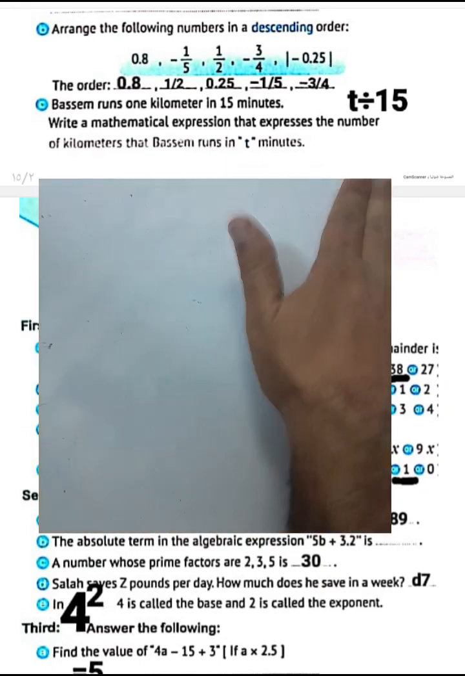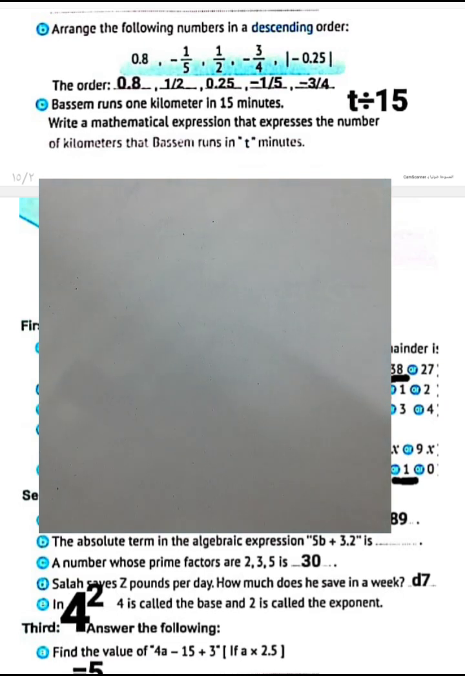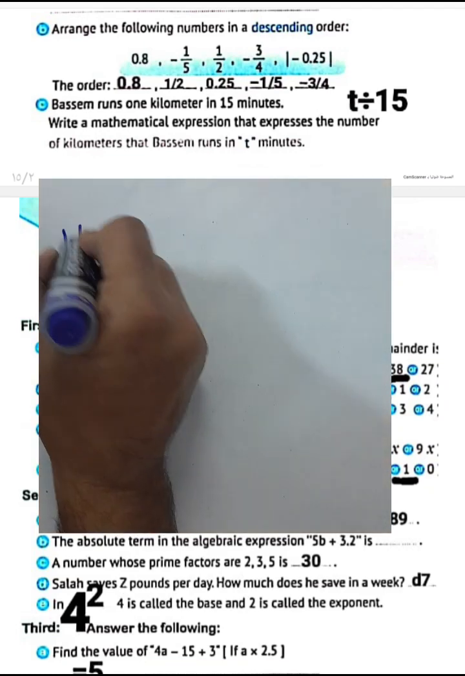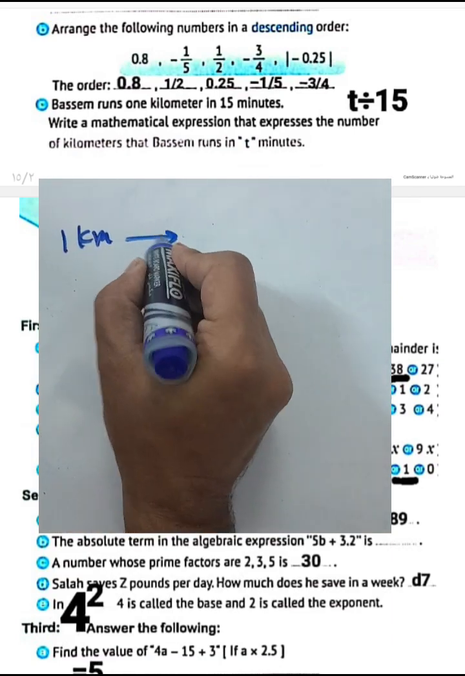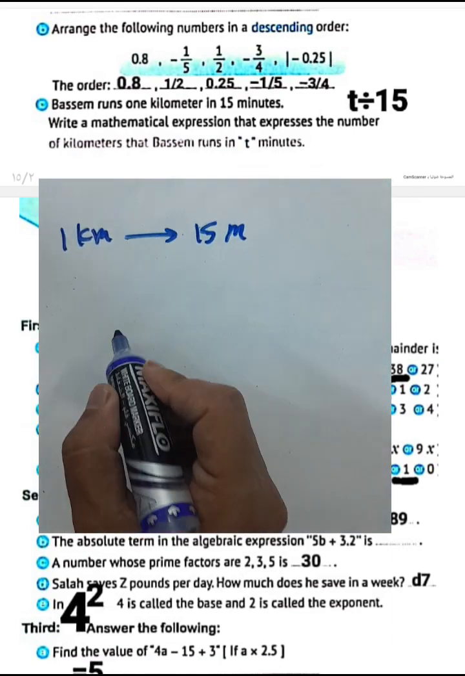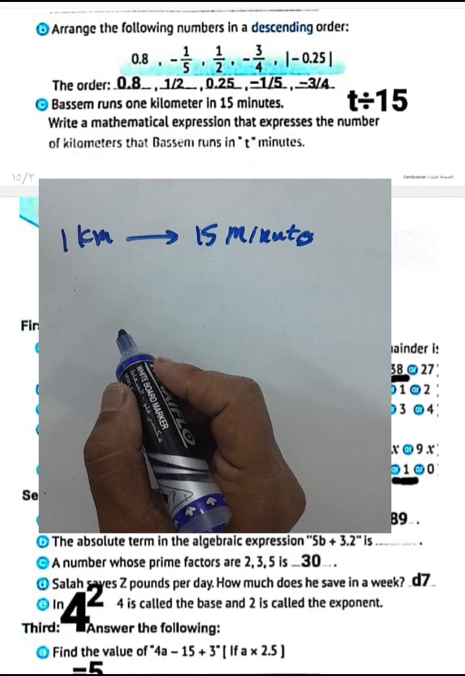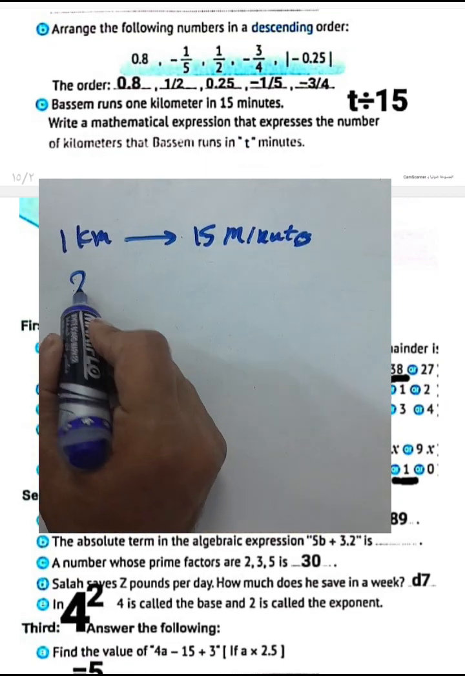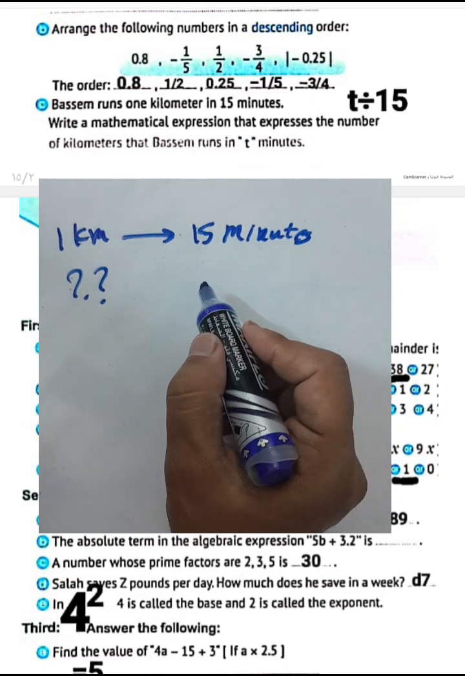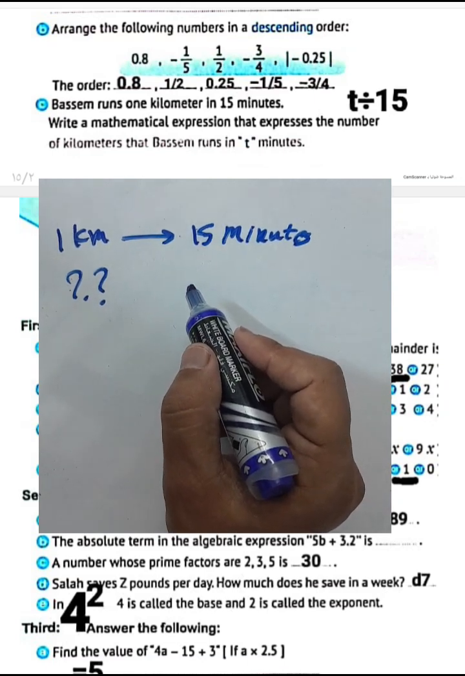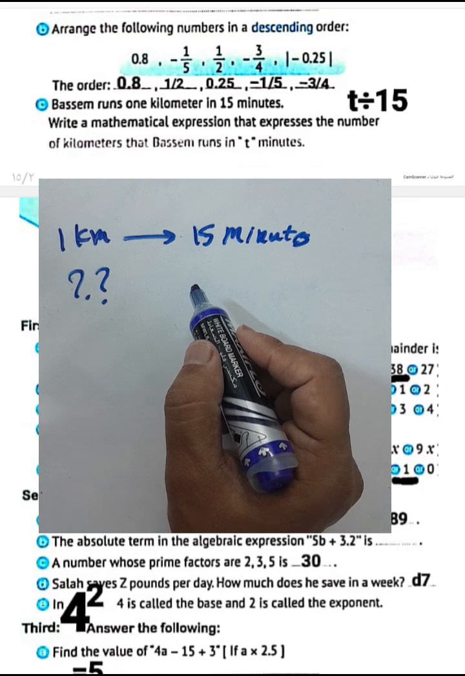Now we will solve question letter B. Basim runs 1 kilometer in 15 minutes. Write a mathematical expression that expresses the number of kilometers that Basim runs in t minutes. He runs 1 kilometer in 15 minutes. Okay, write the mathematical expression for the number of kilometers that Basim runs in t minutes.